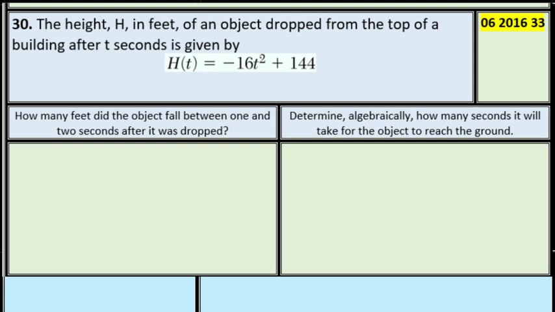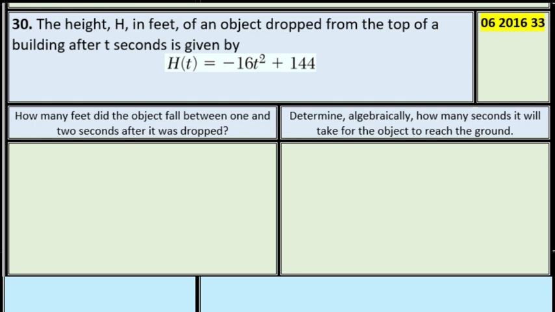Okay, question 30. The height, h, in feet of an object dropped from the top of a building after t seconds is given by h of t equals negative 16 t squared plus 144. The first part of the question says, how many feet did the object fall between 1 and 2 seconds after it was dropped?